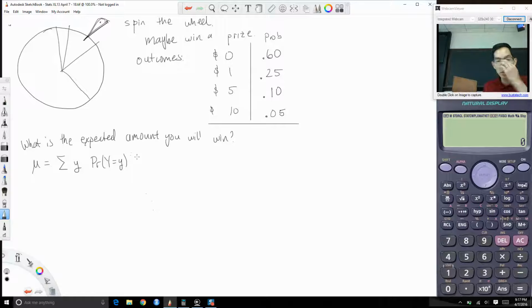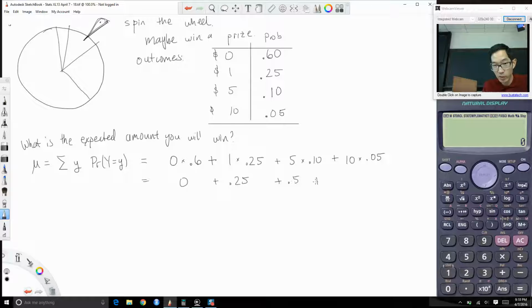Okay, so here the possible outcome is 0. That happens with probability 0.6. You get outcome 1 with probability 0.25. So it's the outcome y times the probability that we get that outcome. The $5 outcome happens with a 10% probability, and then the $10 outcome happens with a 5% probability. Okay? And so your expected winnings will be 0 plus 0.25 plus 0.5 plus 0.5.